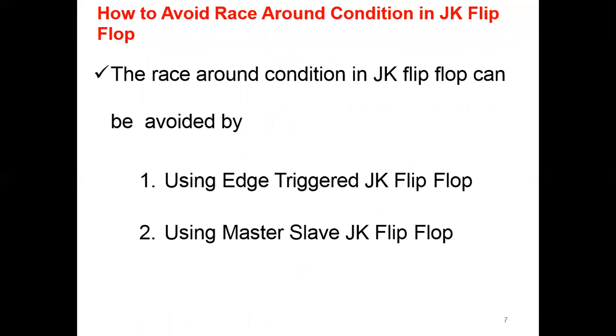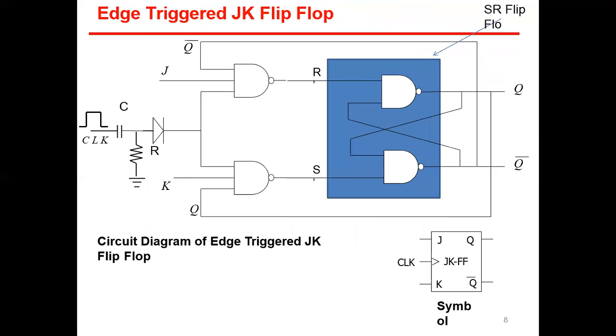How to avoid the race around condition in JK flip-flop? The race condition can be avoided by using an edge trigger JK flip-flop or a master slave JK flip-flop. You can use edge trigger or master slave JK flip-flop for avoiding the race condition. This is called the edge trigger JK flip-flop, in which we are providing the clock here.